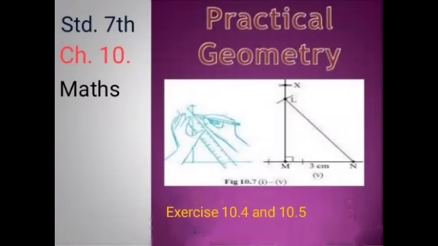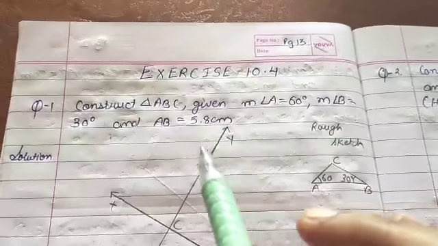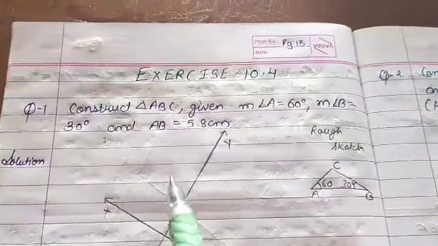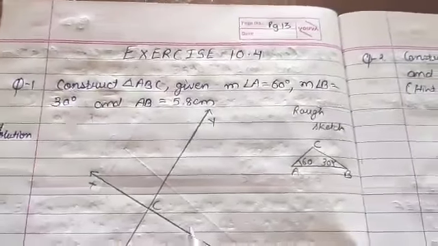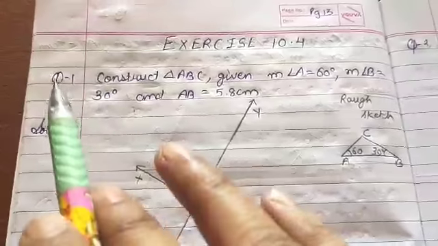In this video, we will do exercise 10.4 and 10.5 of chapter Practical Geometry. Now let us start exercise 10.4. In this exercise, length of one side and measure of two angles will be given. So let us start. Question number 1.